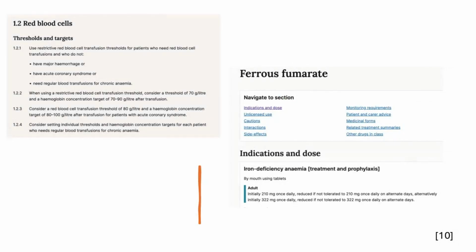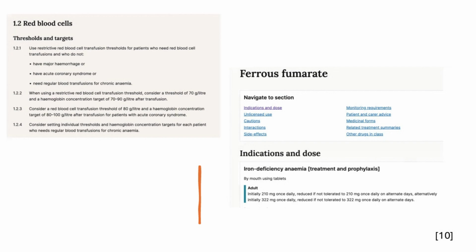So this is just the BNF on red blood cells and ferrous fumarate. Again, the guidelines for each trust vary. But if we look at the red blood cells from the BNF, it suggests the threshold and the targets of when you should be giving it. The threshold is normally 70, and she's not got any symptoms, so she's not in need of red blood cells. And then the BNF for ferrous fumarate shows it's the treatment for iron deficiency anemia, which we know she has.